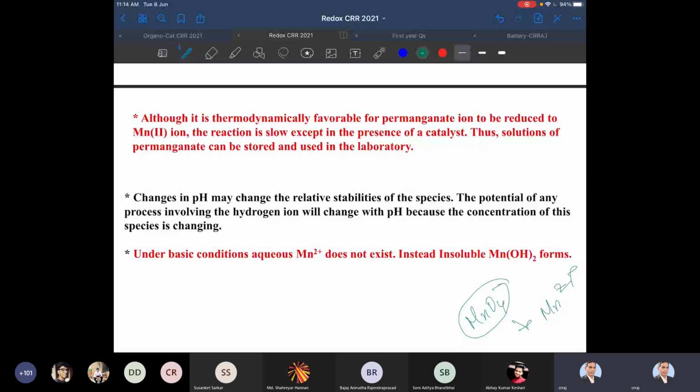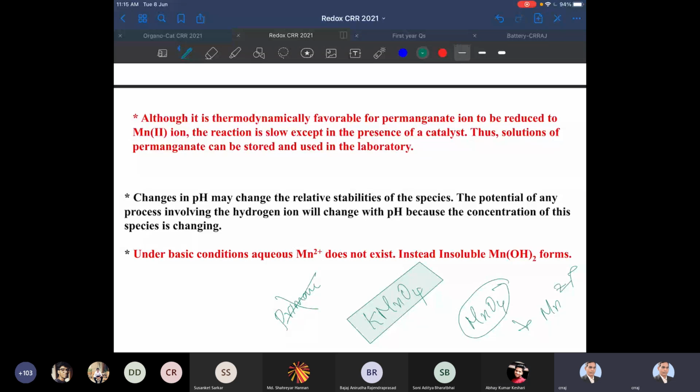We call potassium permanganate a primary standard or secondary standard? Those who have studied, did the practicals? Primary standard, very good. But that is the point I want to make here: it is not a primary standard, because it will undergo automatic decomposition.